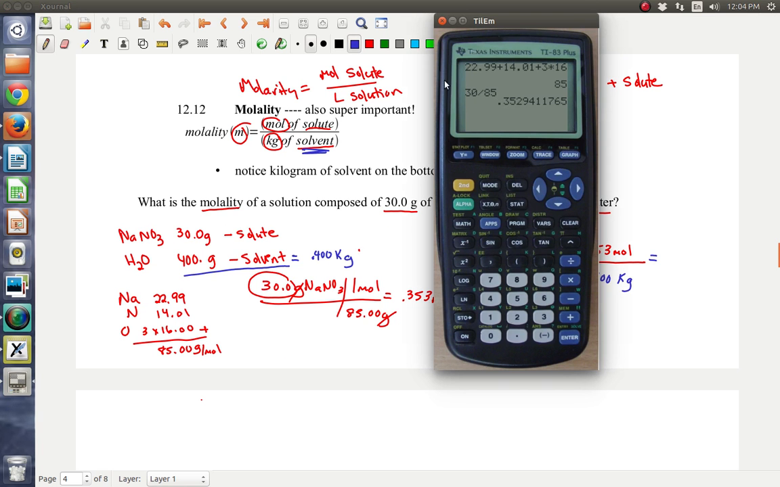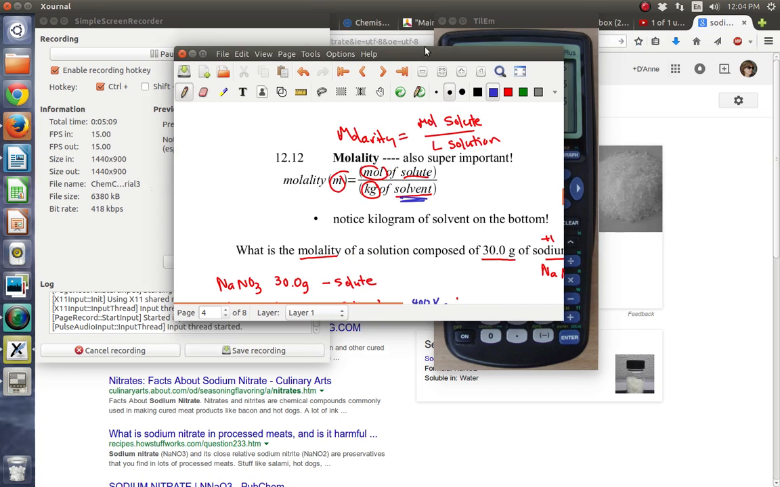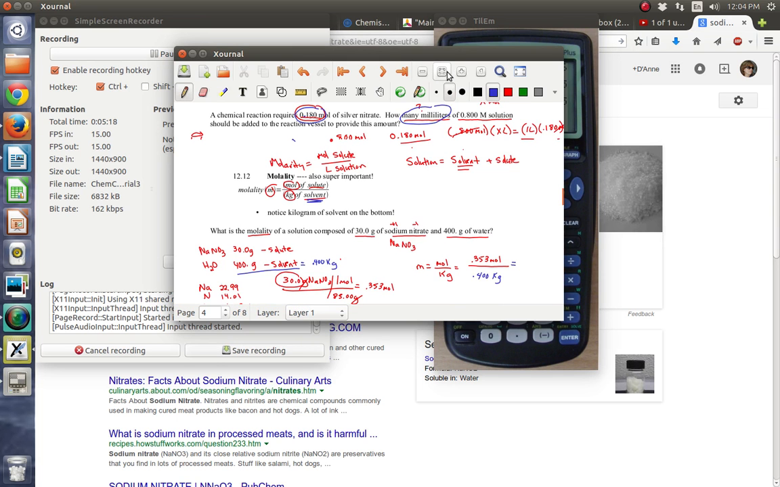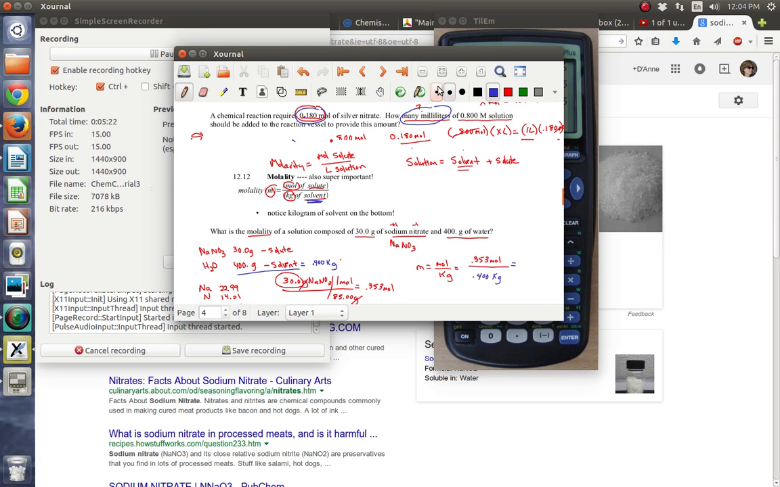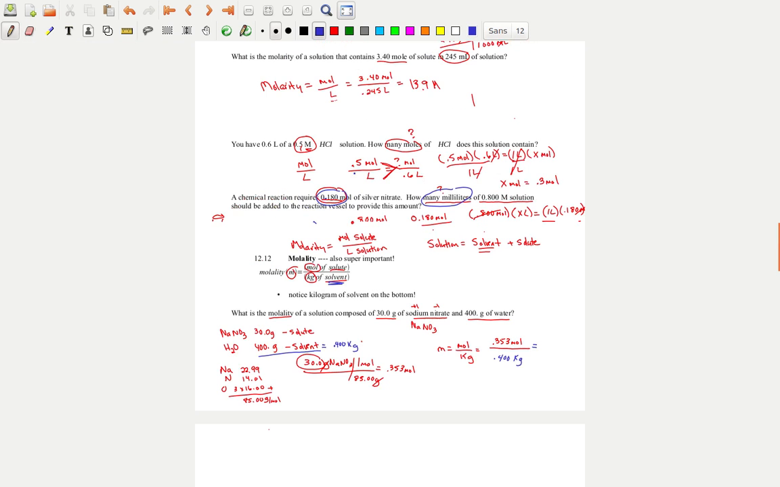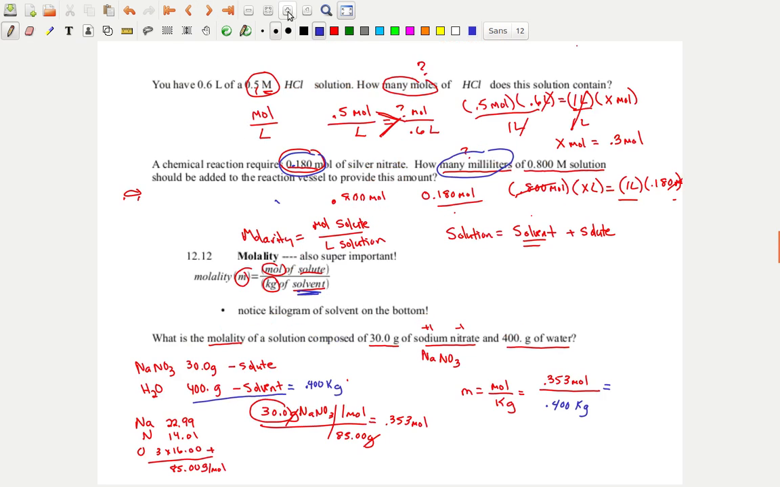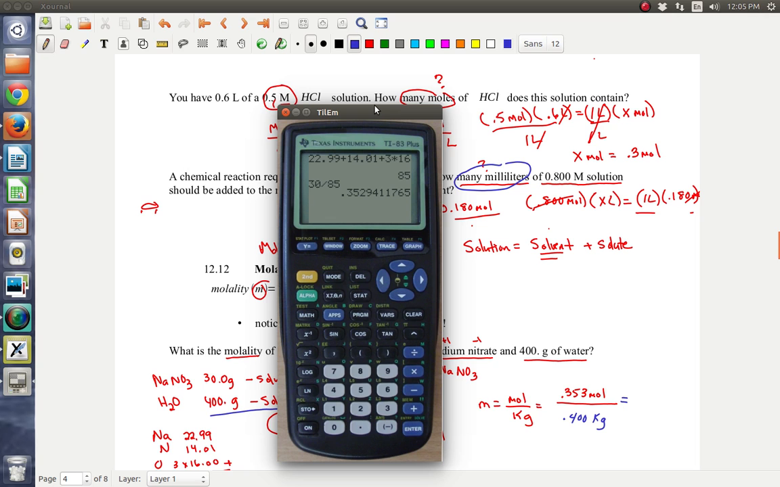And now we put that in a calculator to finally figure out what the molality of the solution is. Move it over again. Whoops. Okay, I don't know what I just did. Back up. Nope. There we go. Okay. So I need to be able to see my calculator. Lost that. Okay, I think we're back in business now.